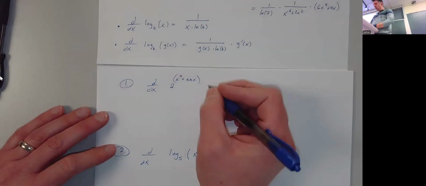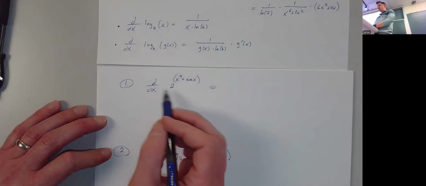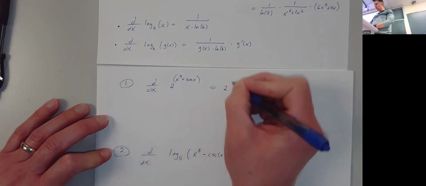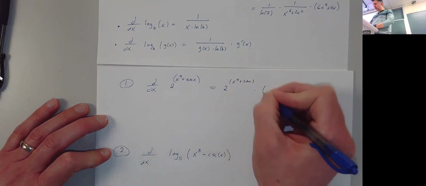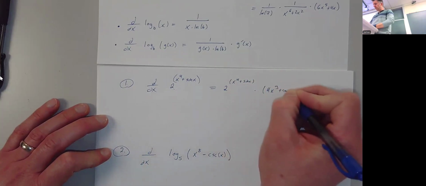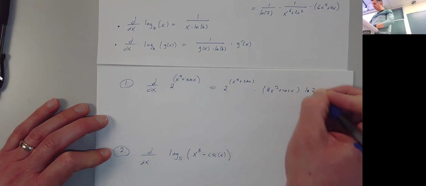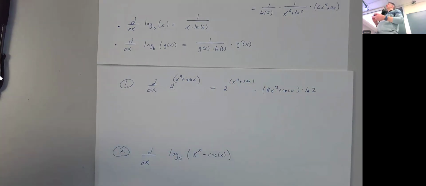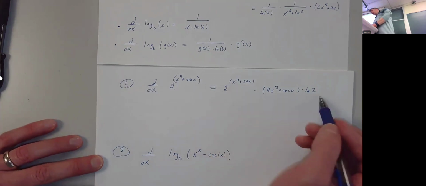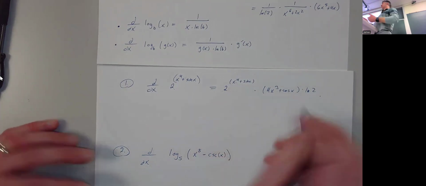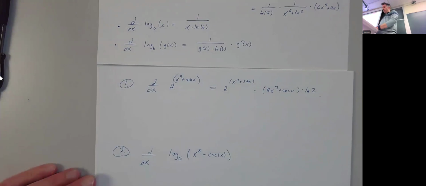So here, we're just going to say the derivative of 2 to the stuff is 2 to the stuff times the derivative of our stuff times natural log of 2. Does not matter which order you write the things in if it's multiplication, right? I could have done 2 to the stuff times natural log of 2, then times the derivative of the stuff, if that makes more sense to you.